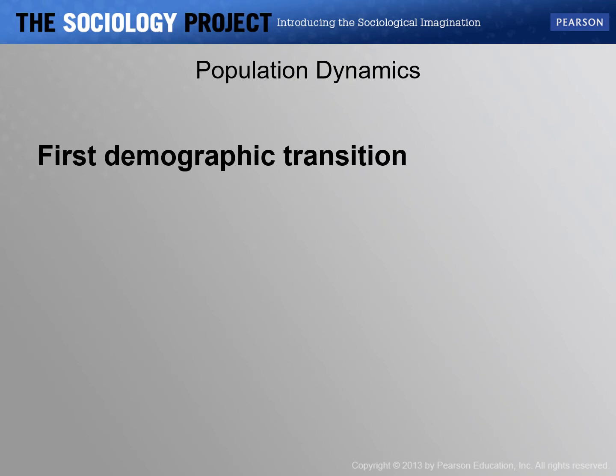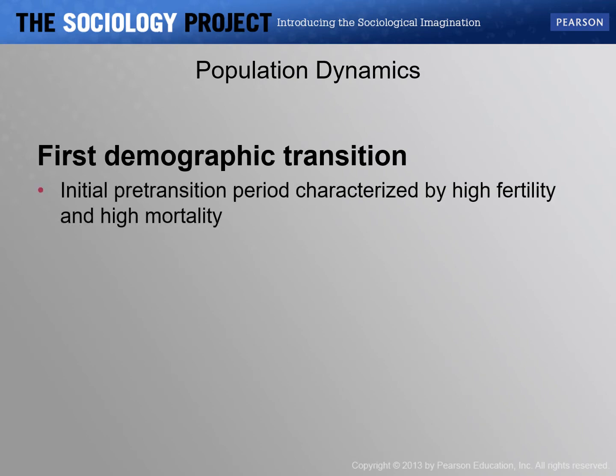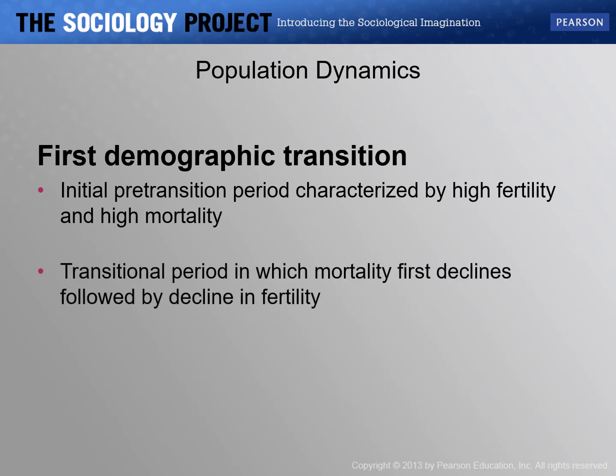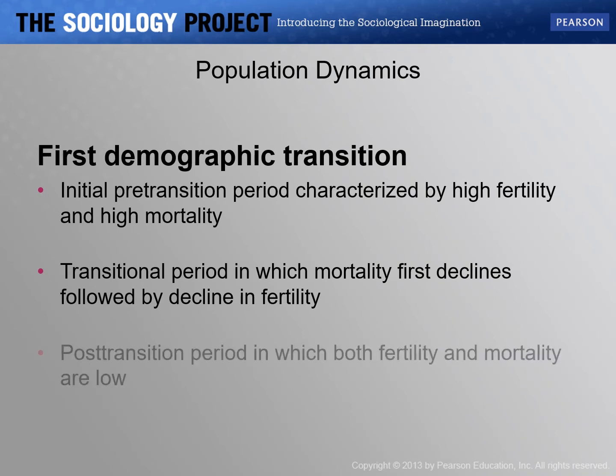The first demographic transition is the initial pre-transition between high fertility and high mortality. In other words, there's lots of babies being born, but also lots of them dying. The transitional period, when mortality first starts declining, is also followed shortly by a decline in fertility as well. The post-transition period is one in which both fertility and mortality are quite low, which is where we're at right now.